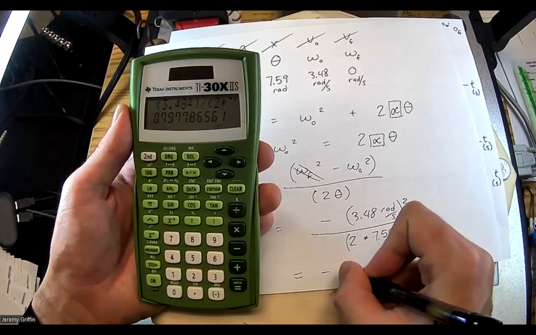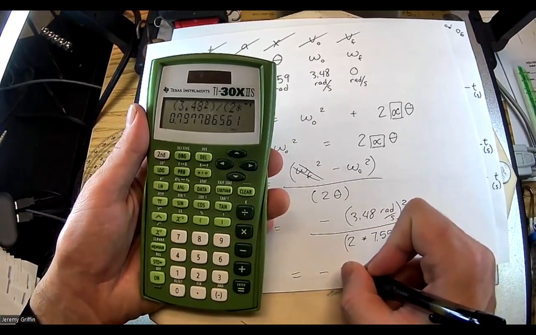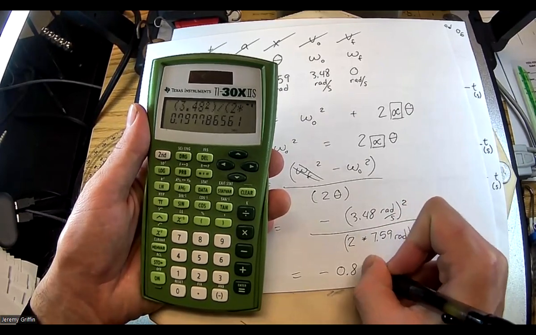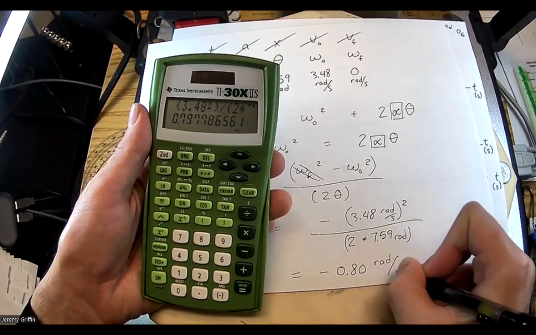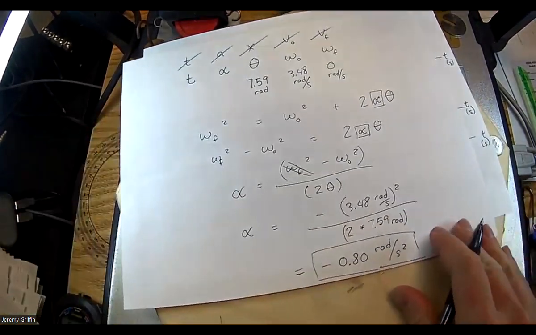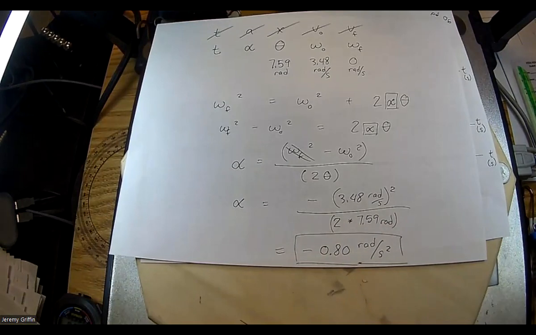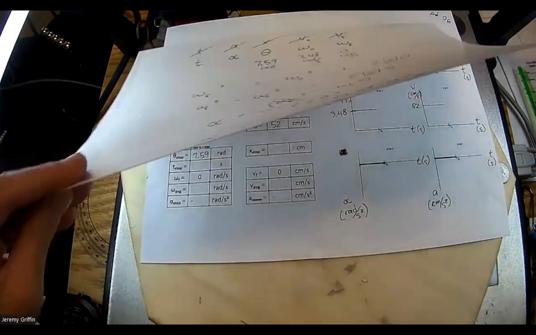So I'm getting negative 0.7977. Okay, I'm going to round that to negative 0.80 radians per second squared. It's pretty dang close. Okay. So that's the rate that it was slowing down. It was losing 0.8 radians per second every passing second. Okay. That's another number on the table.